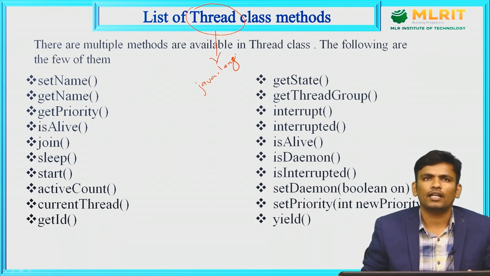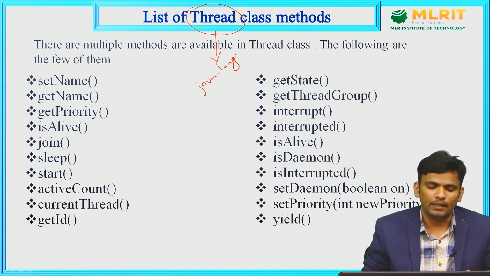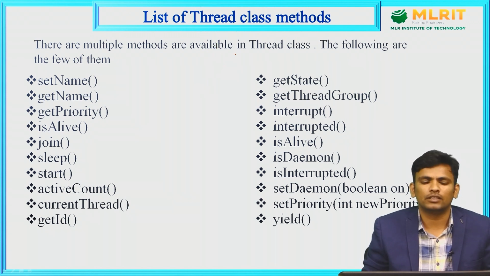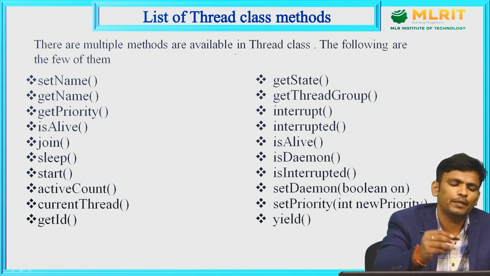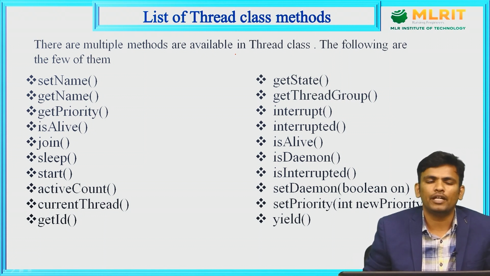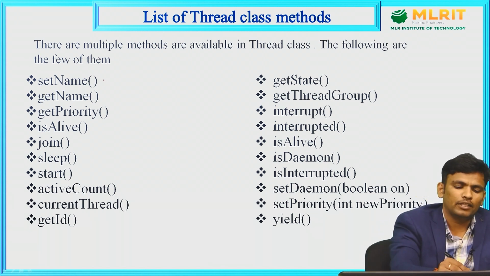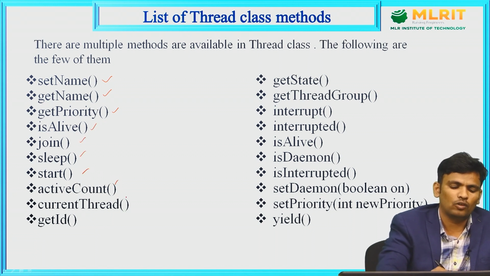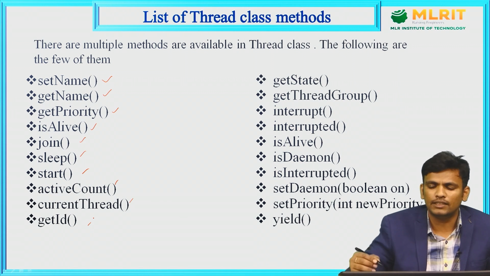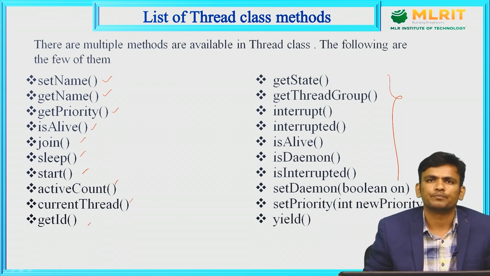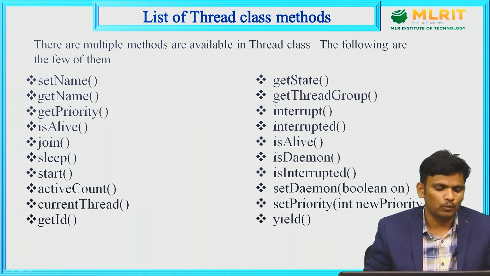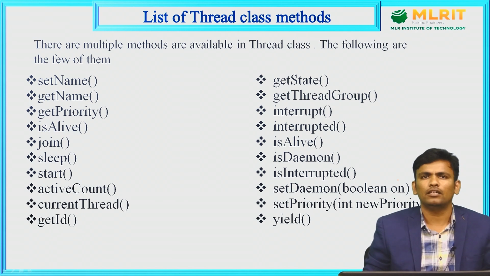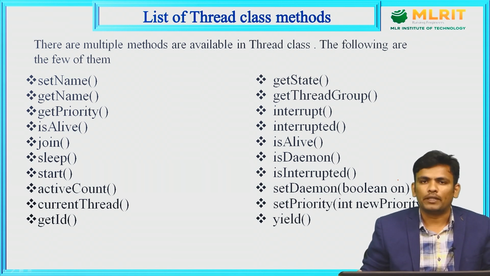Now, this predefined class has predefined methods. So what are the predefined methods inside a thread class? These are the predefined methods. There are multiple predefined methods available inside a thread class, and I am going to explain a few of them: set method, get method, get priority, is alive, join, sleep, start, active count, current thread and get ID. All these are predefined methods. These I will explain in the coming sessions, but in this session I am going to explain the sleep method and the active count method.